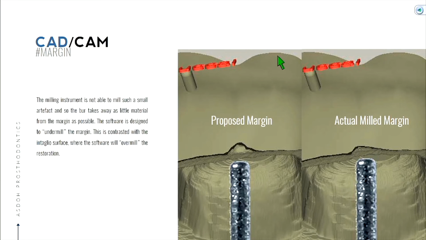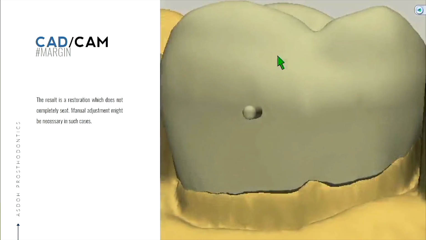So if you don't have a nice smooth margin, you're going to have a result that's like this. Okay. It's going to have an open margin because that area that was scanned, where that crown is made, was undermilled, and therefore it's going to touch that margin, that tooth there first, and leave everything else open. Okay.